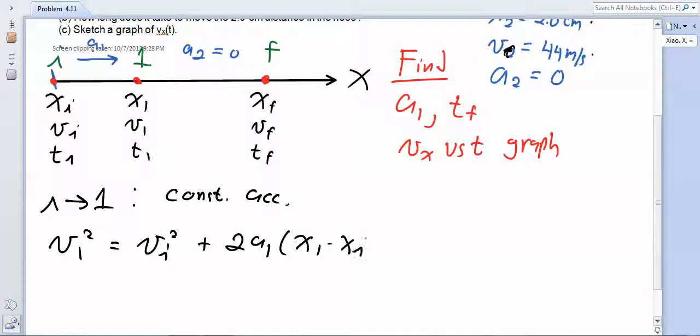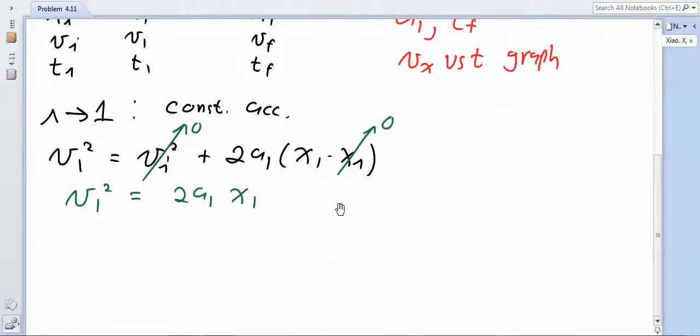minus x initial. And some of these terms are equal to 0, so the material starts out at rest, and we set our coordinate system so that the initial position was equal to 0. So we can simplify this expression and get V1 squared equals 2A1 times x1, and we could solve that for A1 to get V1 squared over 2 times x1.